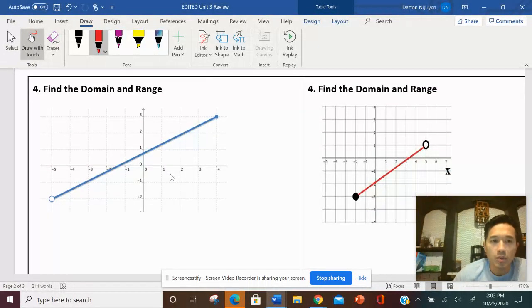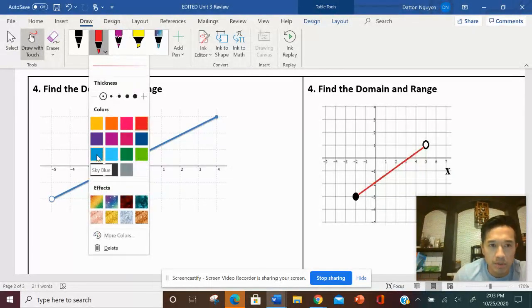Okay, moving on to number 4. Find the domain and range. Okay, stuff that we didn't really like too much in the last test. A lot of people gave me the right numbers, but it was just in different orders. Okay, so I'm going to go ahead again and go over some of these problems.